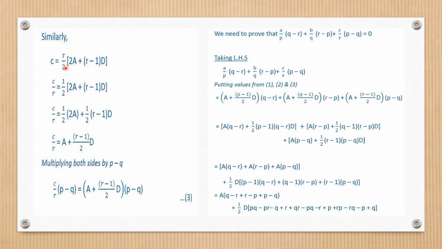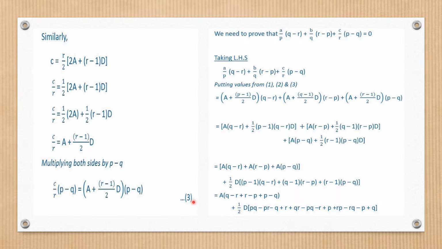So c is r by 2 times (2a plus (r minus 1)d). Again, bring this to the other side: the denominator half of this, split half of 2a plus half of this, again complete. So c by r I get as a plus (r minus 1) by 2 d. Now I need to multiply both sides with p minus q, so this complete will be multiplied with p minus q.